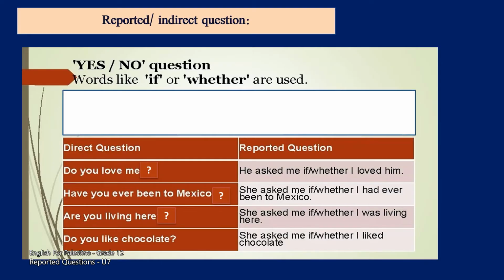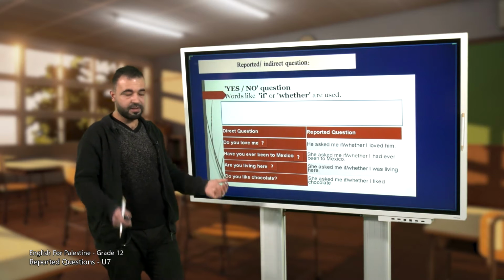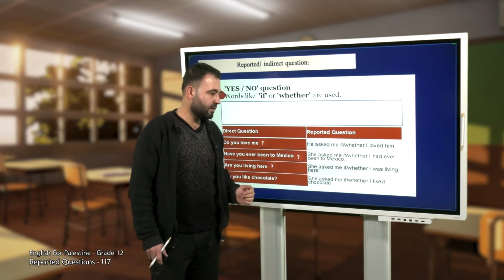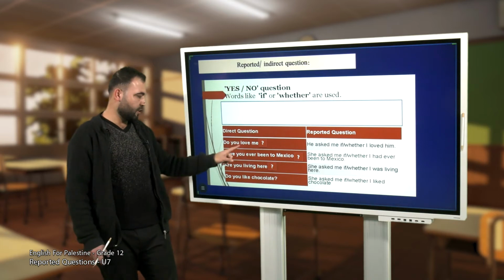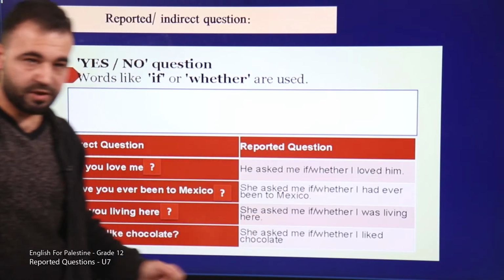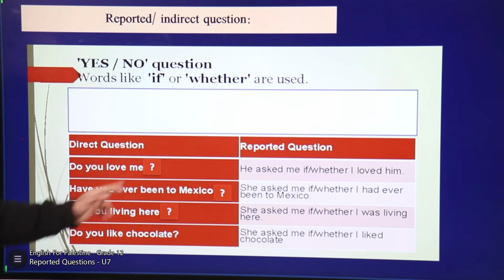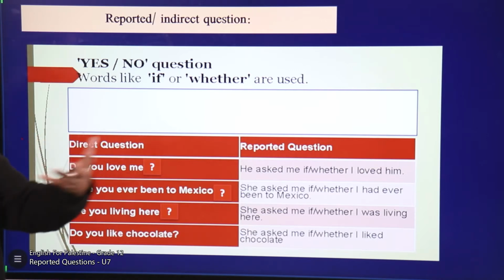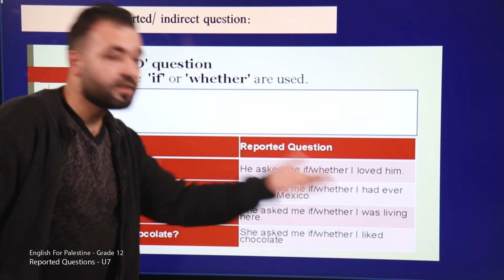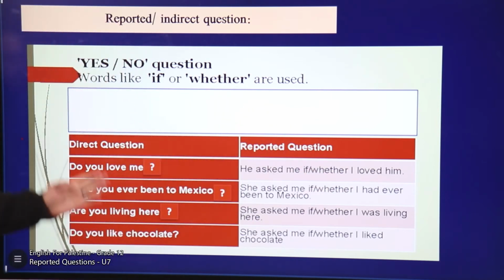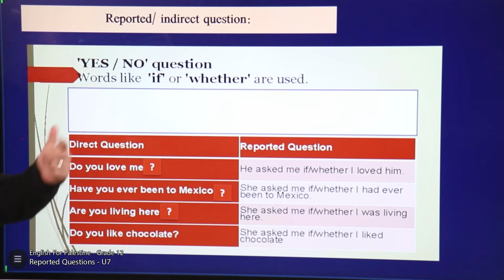Now let's see these direct questions which are formed in yes-no type and the reported questions. Number 1: Do you love me? He asked me is the starter. Because it starts with an auxiliary, we write if or whether, then the subject I, since you is changed to I according to the object which is me, and finally the verb love. In the present form, because it starts with do, so it's a present simple, it is changed to the past simple tense. He asked me if or whether I loved him.